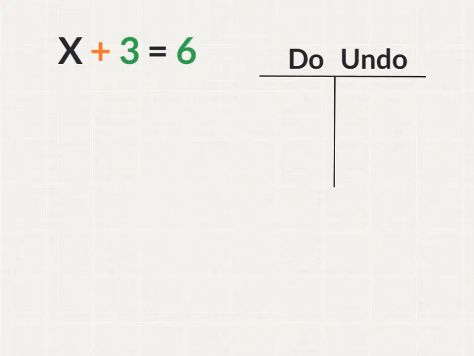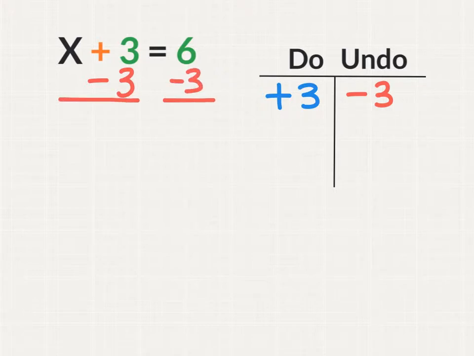So let's review that quickly again. x plus 3 equals 6. Right now, our do is what's happening with the x, plus 3. Our undo is the inverse of plus 3, which is minus 3. We use the inverse to isolate the variable, and we do that by subtracting 3 from both sides of our equation, giving us a solution of x equals 3.